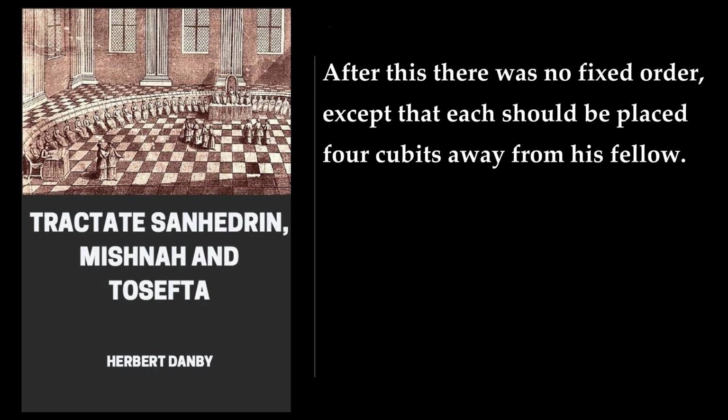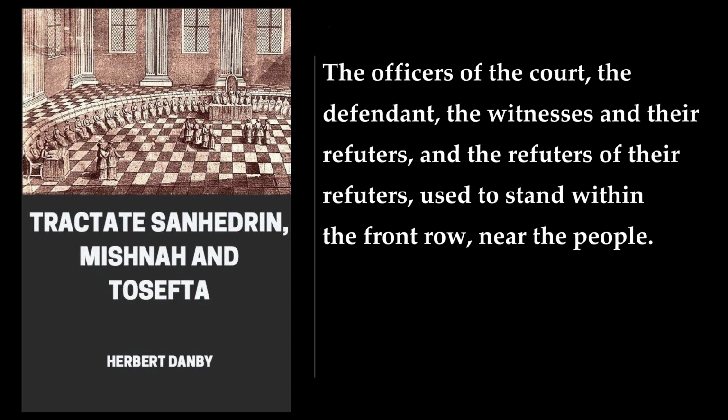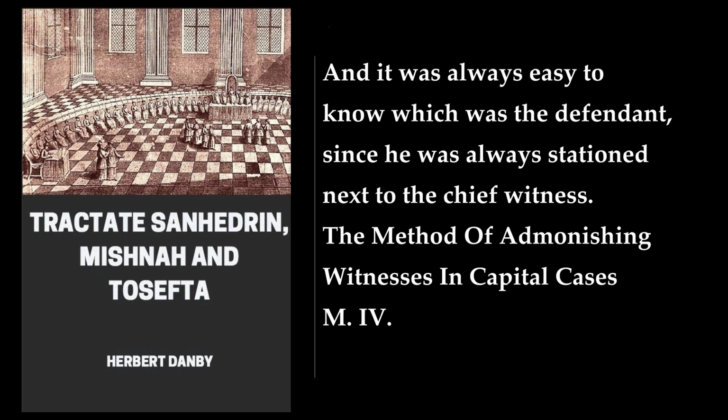After this there was no fixed order, except that each should be placed 4 cubits away from his fellow. The officers of the court, the defendant, the witnesses and their refuters, and the refuters of their refuters, used to stand within the front row, near the people. And it was always easy to know which was the defendant, since he was always stationed next to the chief witness. The method of admonishing witnesses in capital cases.